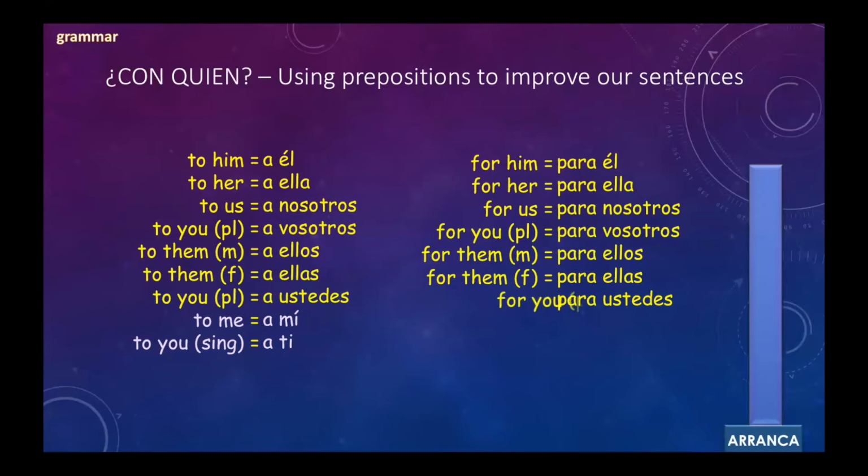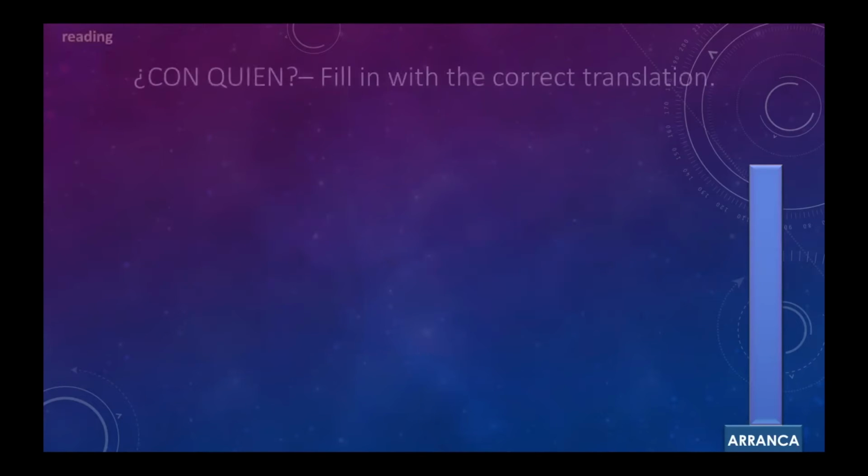And feel free to take a picture of all of these ones. We have para mí when you want to say for me, and para ti when you want to say for you. So take note of all of these different bits of information. They come really handy because it's really easy to make mistakes when you are actually using prepositions and pronouns in Spanish.